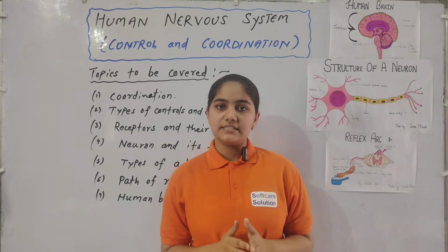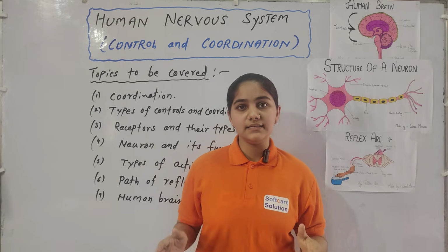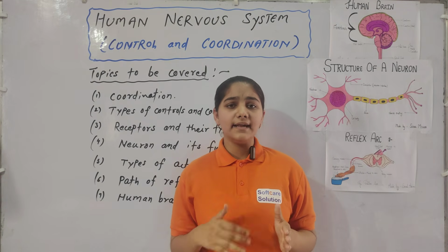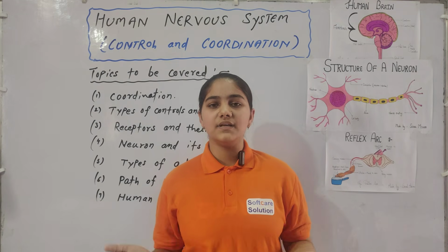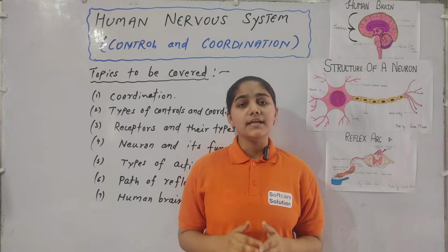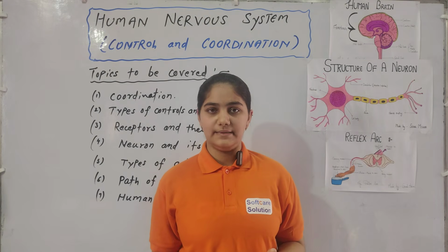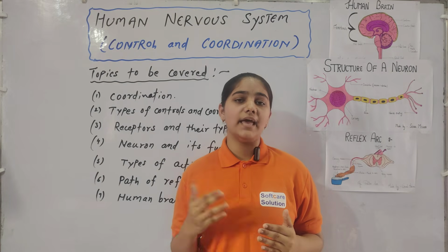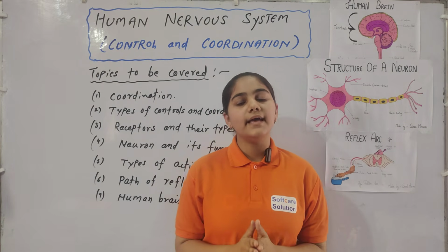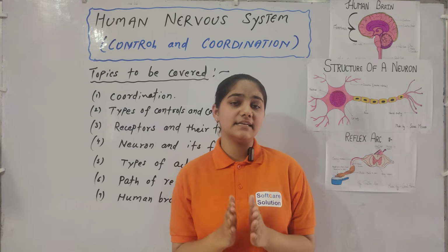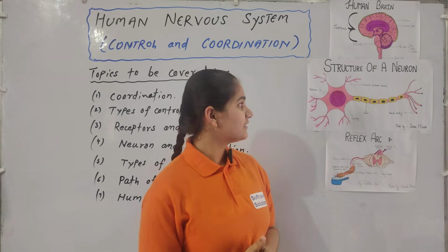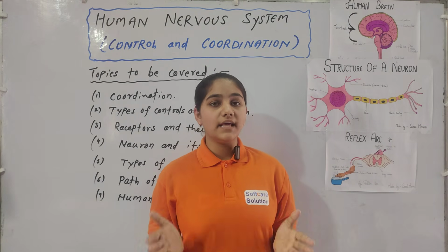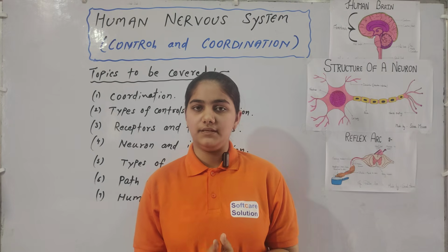Third one is thermoreceptor. Thermoreceptors are present in our skin that detect temperature, whether something is very cold, hot or moderate. Then the fourth one is olfactory receptors. Olfactory receptors are present inside our nose and help us to smell something. Then the last and fifth one is gustatory receptors. Gustatory receptors are present in our tongue and help us to taste something.